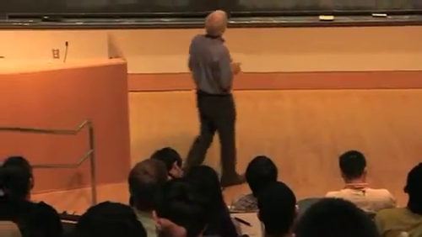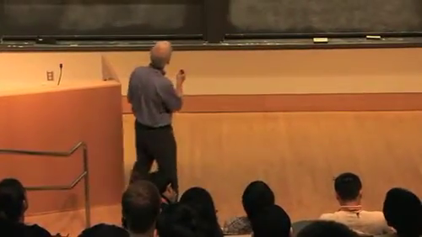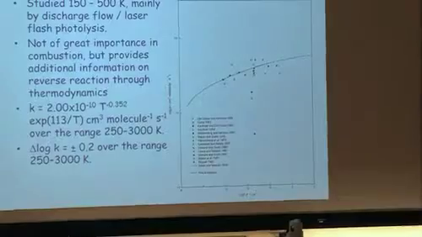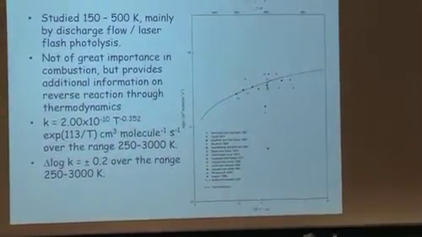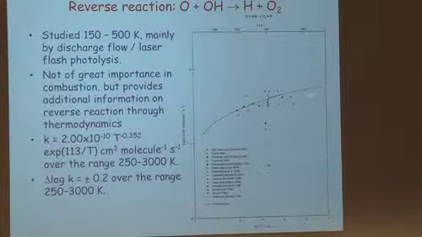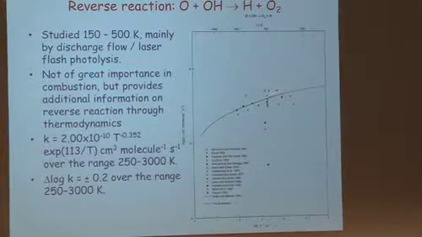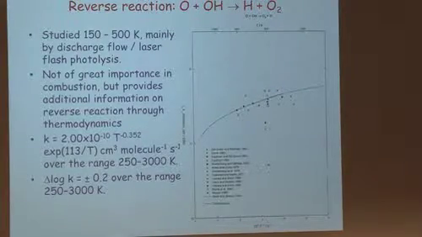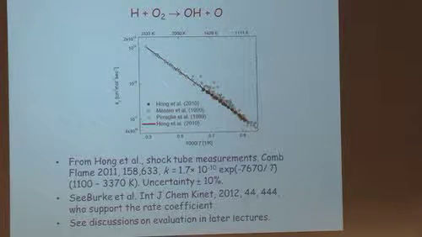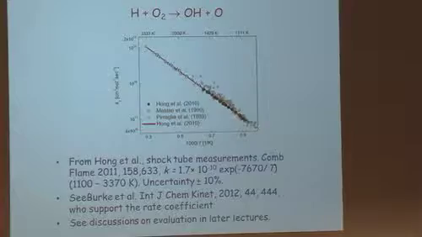Should say that this reaction here, as you see, decreases as the temperature goes up. There's no reaction barrier for the reaction. We'll discuss this more tomorrow. And so the rate coefficient decreases as the temperature goes up. The H plus O2 reaction, on the other hand, increases strongly as the temperature goes up.